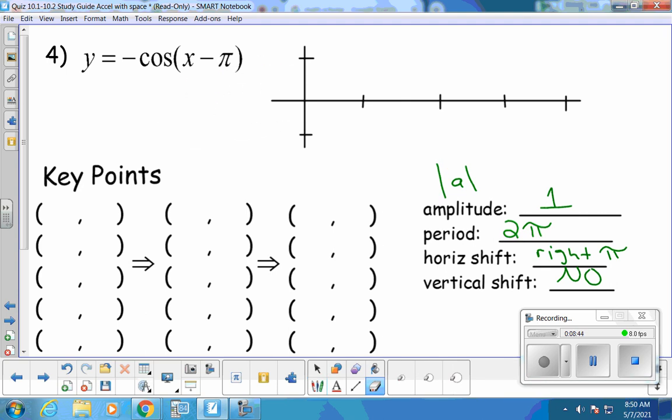Let me get my key points, and then I can start doing my scale change. So it's a cosine graph this time for my key points. Those are the x values. The x values are 1, 0, negative 1, 0, and 1, I think.